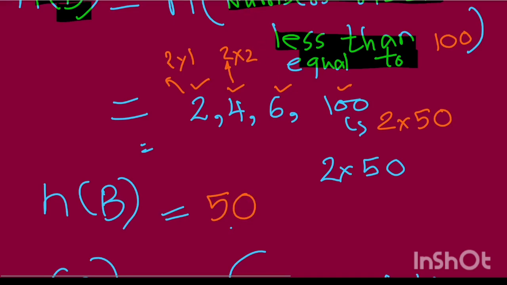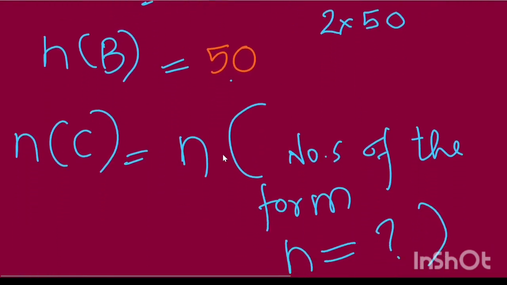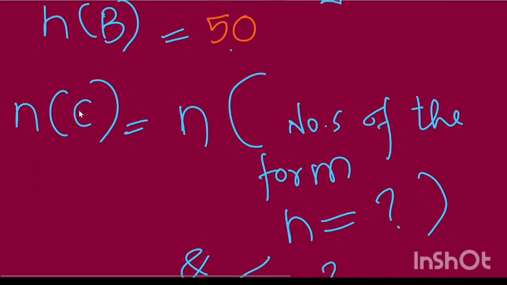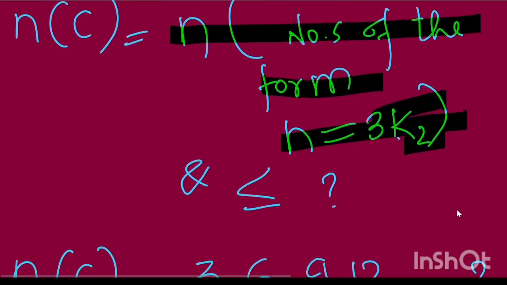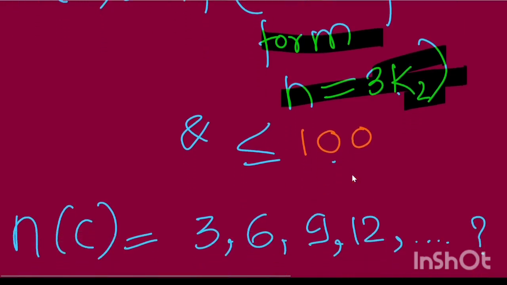n(B) is 50. Now let's calculate n(C). C is of the form 3k2, if you haven't forgotten, this is what we defined C to be. So n(C) is the number of numbers of the form n equals 3k2, where k2 is some natural number, and it has to be less than or equal to 100, since A is a subset of the universal set.